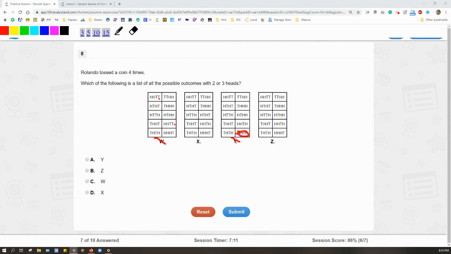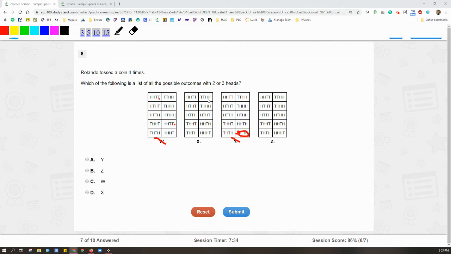So now we only have 2 options left, table X and table Z. Let's go ahead and look for repeats in table X. Again, you could start with the ones that have 2 heads. 2 heads there, 2 heads there, but the 4th one is heads. 2 heads there, but the 3rd one is heads. So that starts off okay.